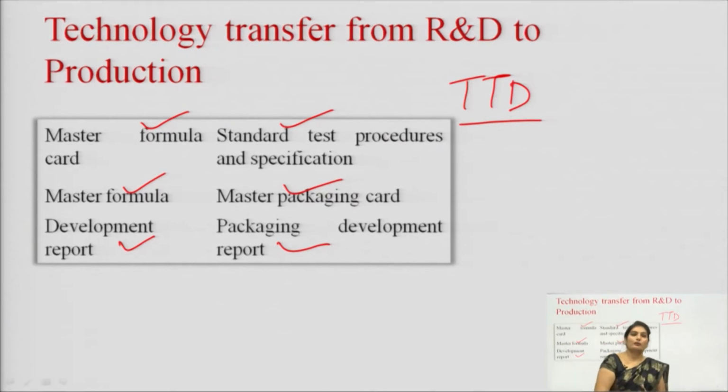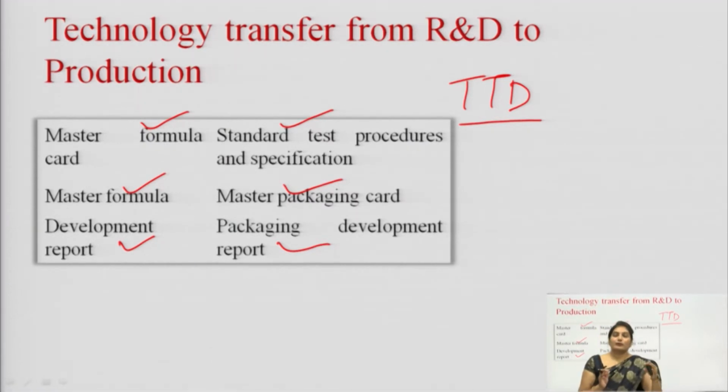In the master formula card, it gives the information about the active ingredients, the dose and strength of the active ingredients, brand name, proprietary name, various instructions. Next is master formula. In the master formula, it will give the details about the manufacturing instructions and the formulation order. Third is development report. It is a document that gives all the details about the process of technology transfer, all the process of development of the drug.